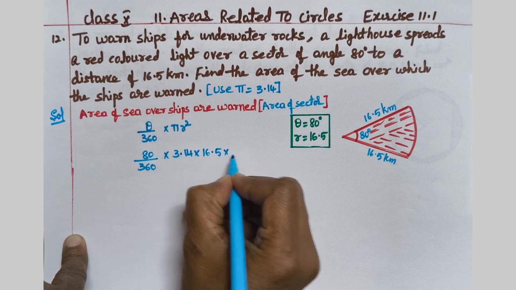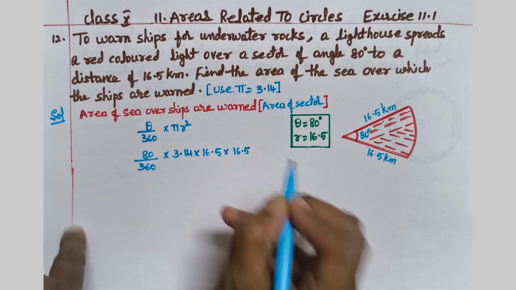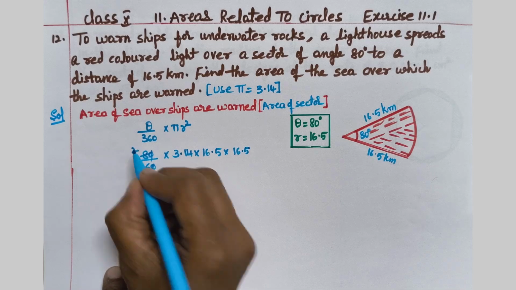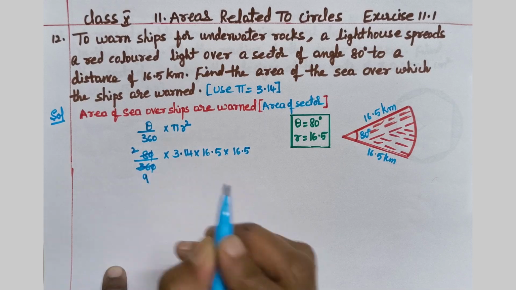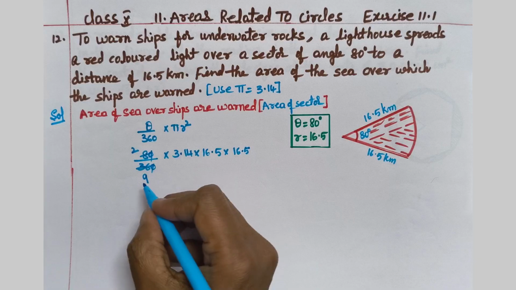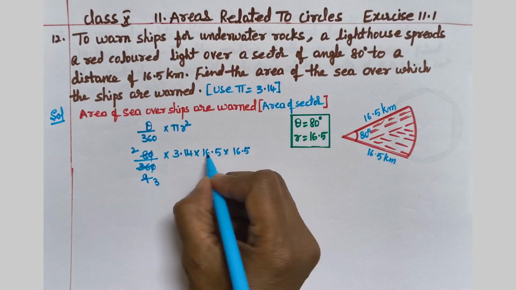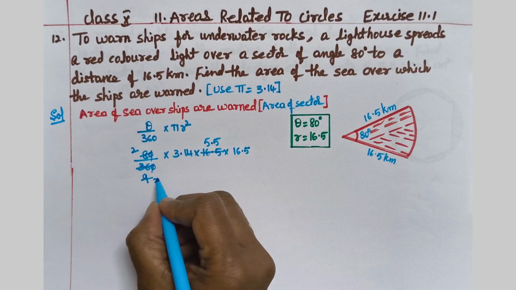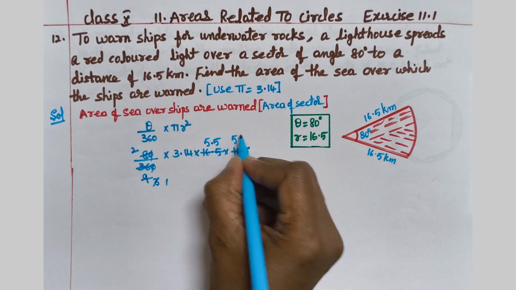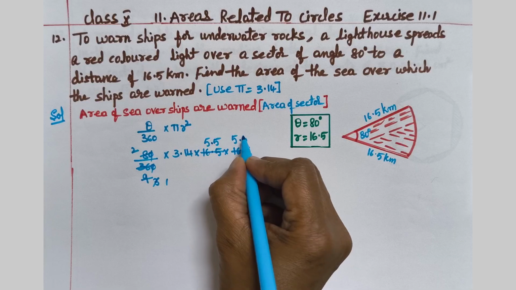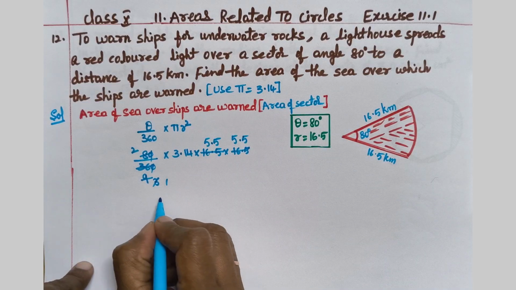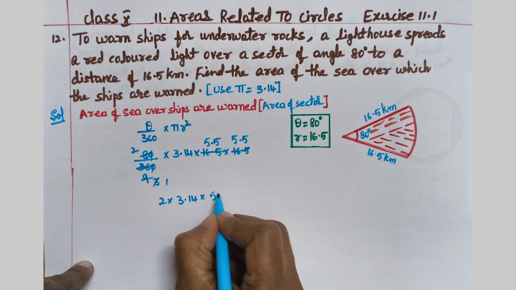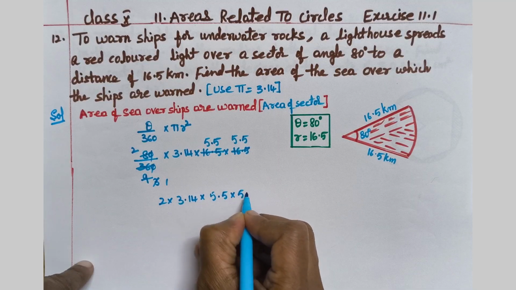Into radius, which is 16.5 into 16.5. Now cancel. The zeros cancel. 4 eights, 4 nines are 36. Now any more cancel chances? 3 threes are 9, 3 fives are 15. Again, 3 ones are 3, 3 fives are 15. What remains? First we write 2 into 3.14 into 5.5 into 5.5.